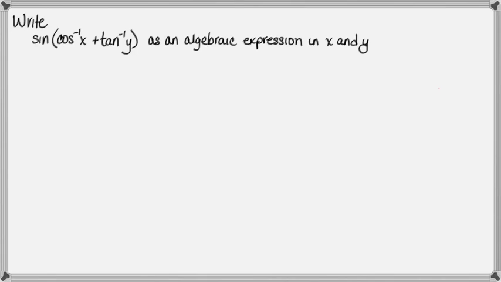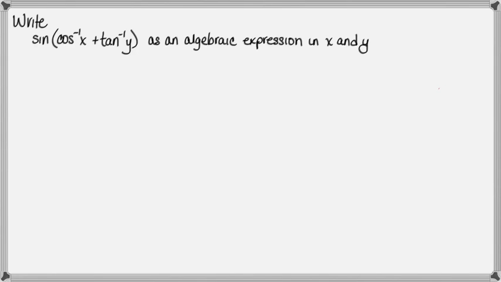So we want to write the sine of cosine inverse x plus tangent inverse y as an algebraic expression in x and y, which means we want no trig functions involved. We just want x's, y's, and operations if need be. Keeping in mind that cosine inverse x is really representative of an angle, and tangent inverse y is representative of an angle. So this really says the sine of alpha plus beta. This is a sum formula task.